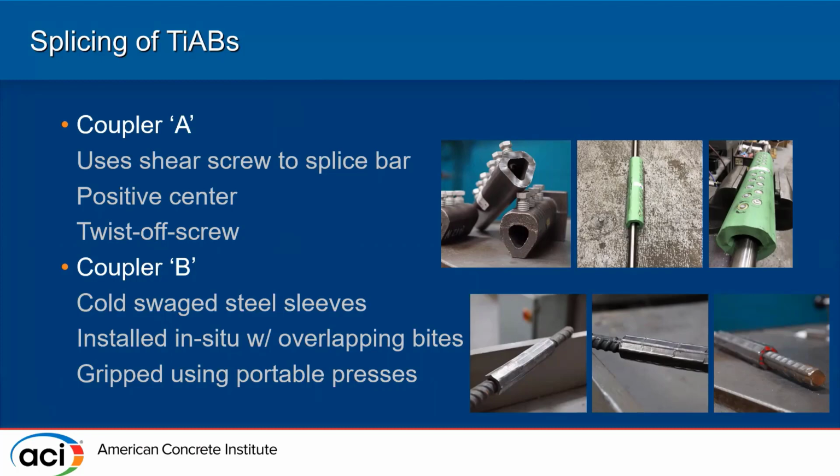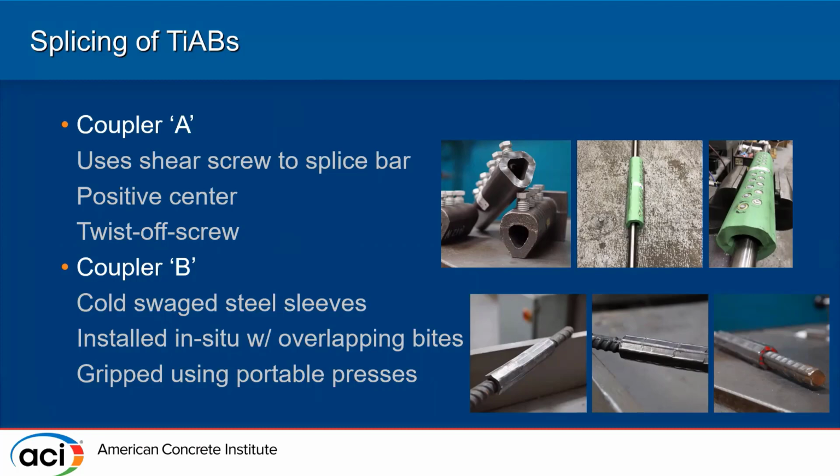The first one, as you can see, uses shear screws to splice the bar. You just insert the bar from 2 ends, and there is a positive stop in the center of those couplers, and then you just tighten those shear screws or twist off those screws.